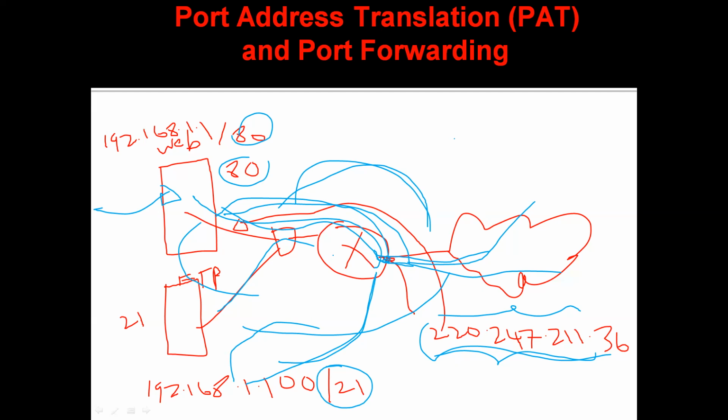Static NAT is good, but we need to spend more money to get the public IPs. Why? ISPs, internet service providers, provide public IPs to us, but we need to pay them. This is more expensive. For small businesses, we can use port forwarding like this.